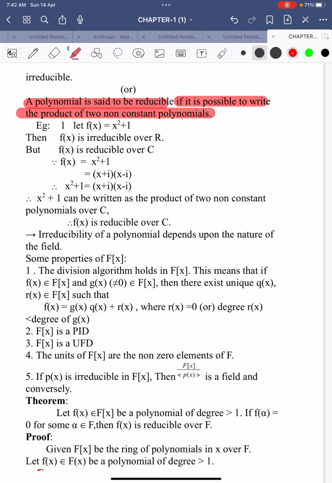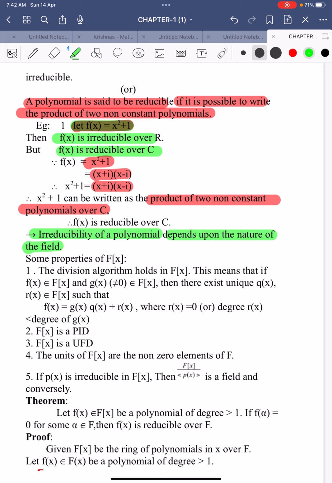Again, simple definition. Here see the example x square plus 1. So x square plus 1 can be written as x plus i into x minus i. So it is a product of two non-constant polynomials over capital C. So you conclude that x square plus 1 is irreducible over capital R but reducible over capital C. So that is the point. Already we said that irreducibility of a polynomial depends upon the nature of the field.